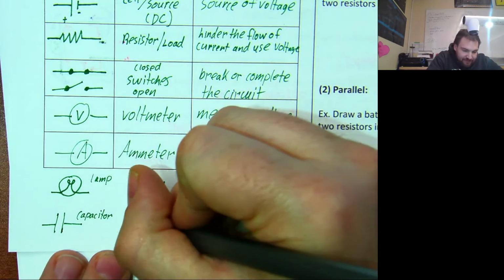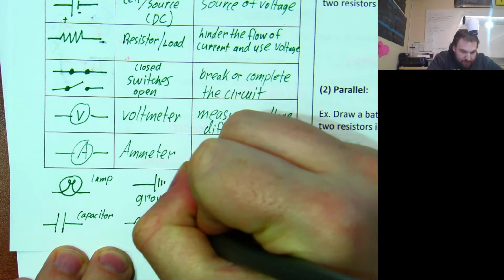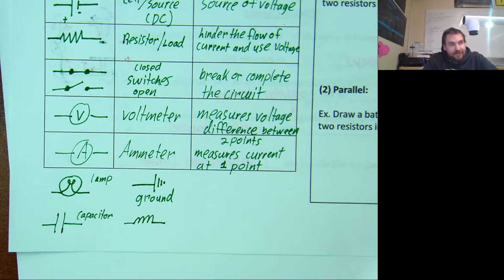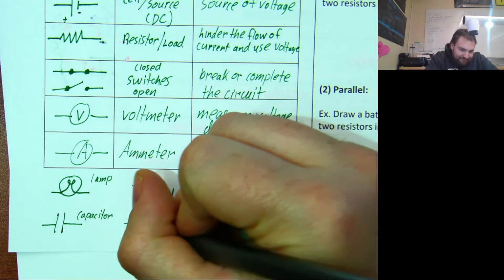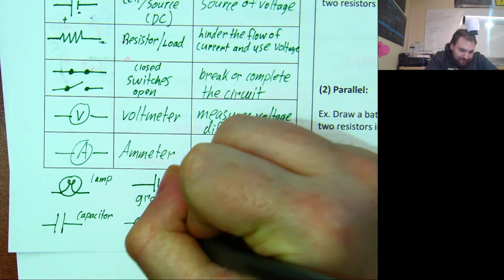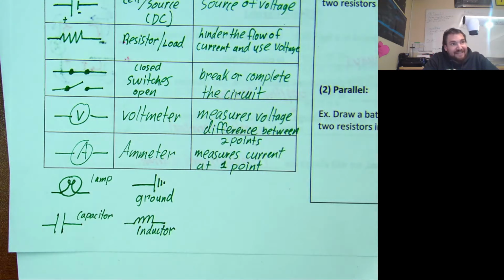There's one of these. Looks like a resistor, not a resistor. A coil. What does a coil do? It enhances magnetic field. What's it called? Starts with an I. It's an inductor, Manuel.